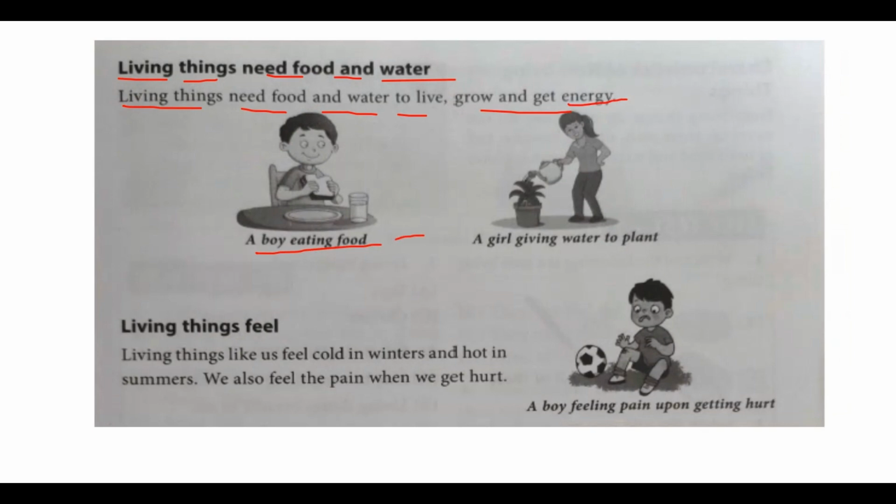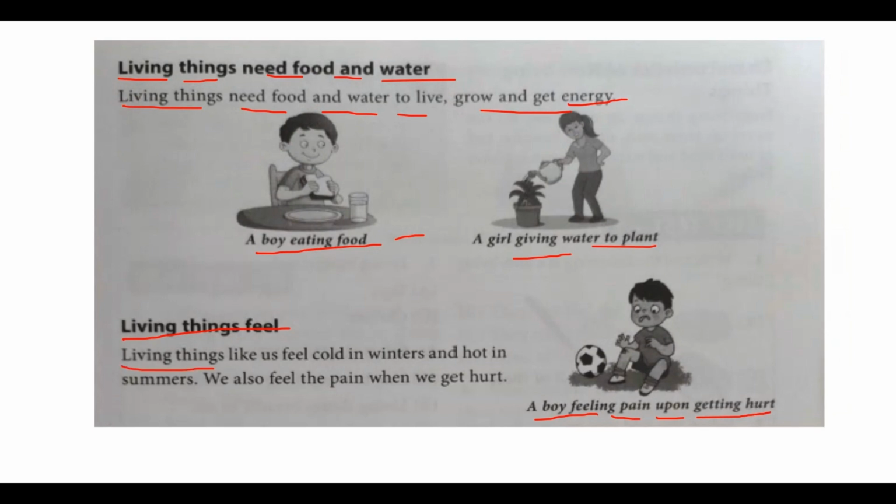A girl giving water to plant, why water? Why does plant need water? Plant needs water to grow, to live. Next, living things feel. Yes, a boy feeling pain upon getting hurt. So this boy is feeling pain upon getting hurt. What do you mean by feel? We can feel happy, we can feel cold, we can feel hot, we can feel pain when we get hurt. So these are different types of feelings.